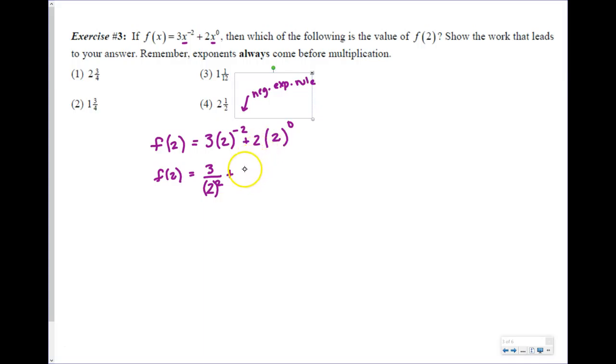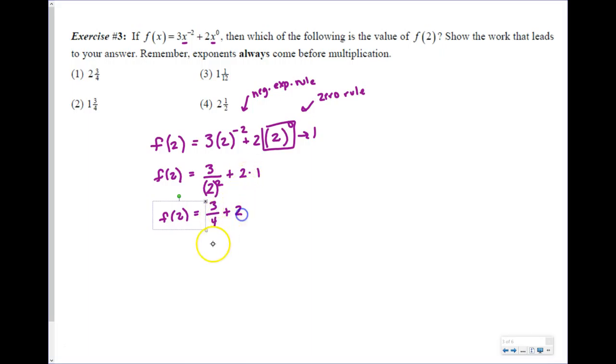The next part, 2 times 2 to the 0 power, well, what is anything raised to the 0 power? It's 1, right? So this is like saying 2 times 1. That's my 0 rule. Okay, this looks a little bit easier to work with now that I've gotten rid of the negative exponent. Now this becomes 3 over, what's 2 times 2? 4. And then 2 times 1 is 2. Even easier, 3/4 plus 2 is 2 3/4.